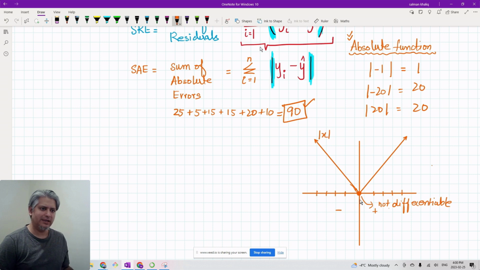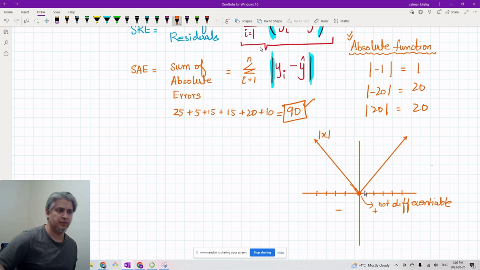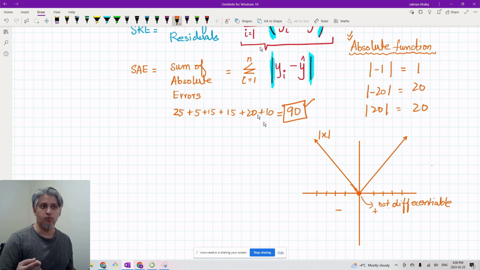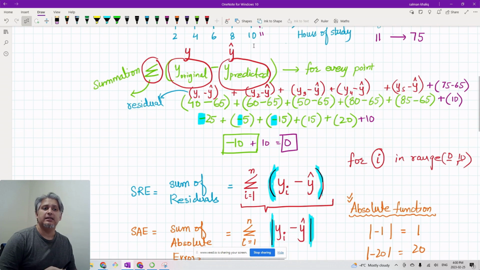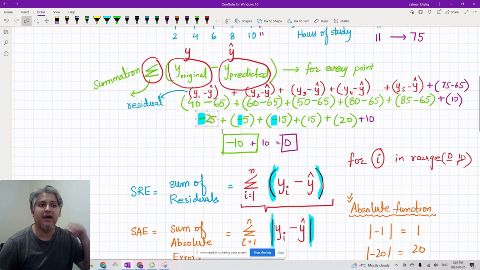So can I avoid this? I can avoid that. How? By using another way to make these residual errors positive. I need to think of another way to make the signs of these numbers positive. And the other way is by taking the square of every number.